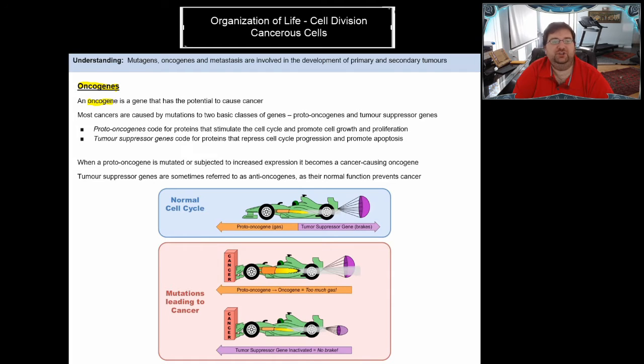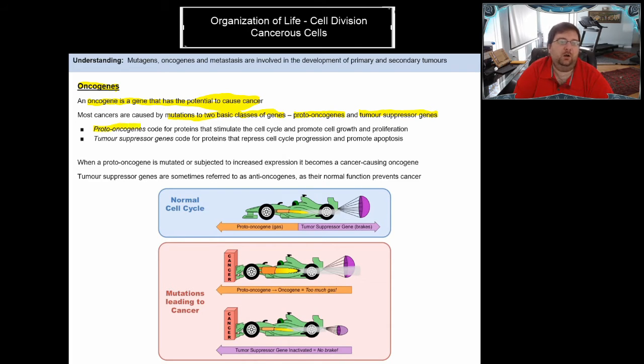Now we're going to talk about oncogenes. An oncogene is a gene that has the potential to cause cancer. Genes are things that you inherit. This is not the result of being exposed to something; this is something you're born with. Most cancers in the category of an oncogenetic cancer are caused by mutations in two basic groups of genes. These groups are your proto-oncogenes and your tumor suppressor genes, and they work very differently.